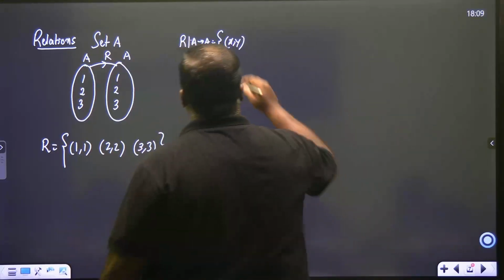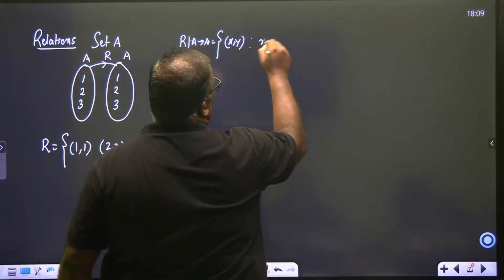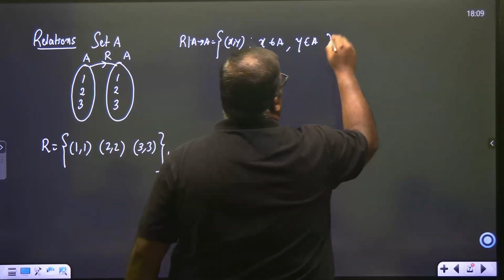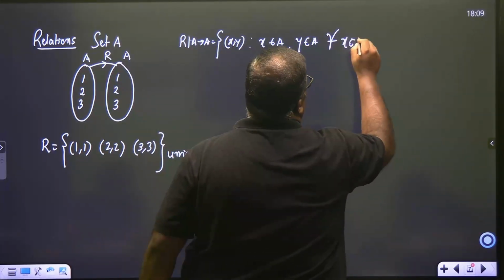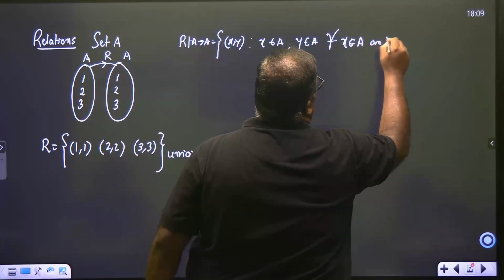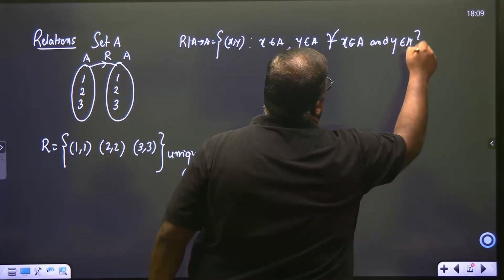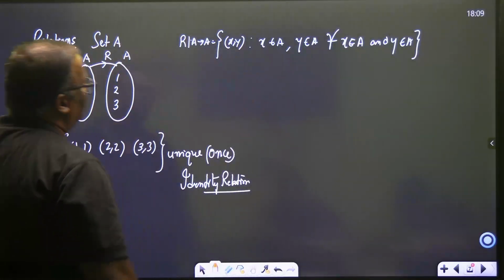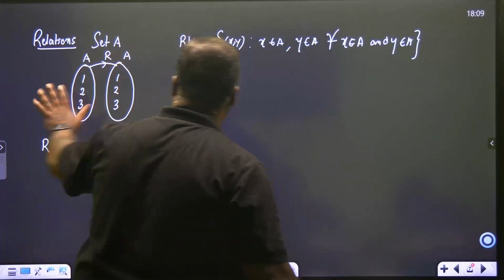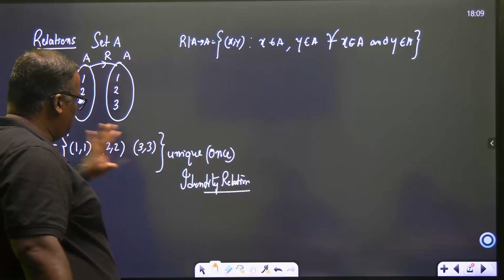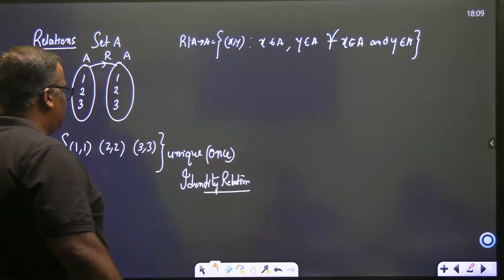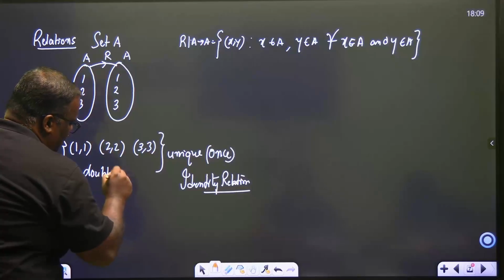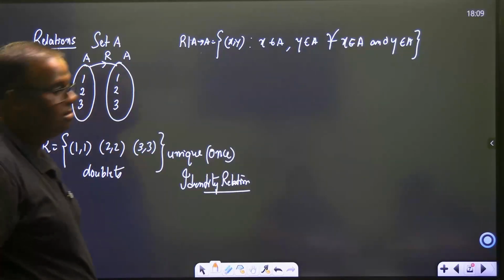So here we say identity relation where X belongs to A, Y belongs to A. For every X belonging to A and y belonging to A. Is this much clear? Just remember this. An identity relation is usually, you'll always get doublets. That's it.